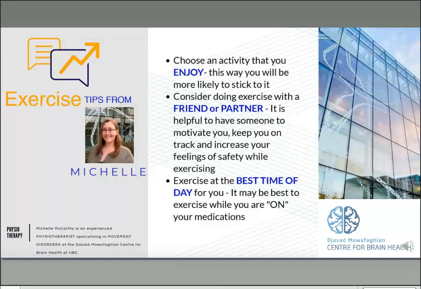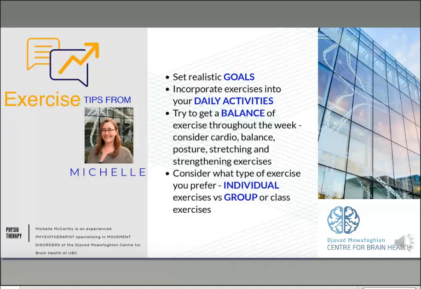Choose an activity that you enjoy. This way, you will be more likely to stick to it. Exercise with a friend or partner. They will motivate you, keep you on track, and increase your feelings of safety while exercising. Consider exercising at the best time of day for you. If you feel best when you are on your Parkinson's medications, then this may be an ideal time to exercise. Set realistic goals. This way you will be more likely to achieve them.